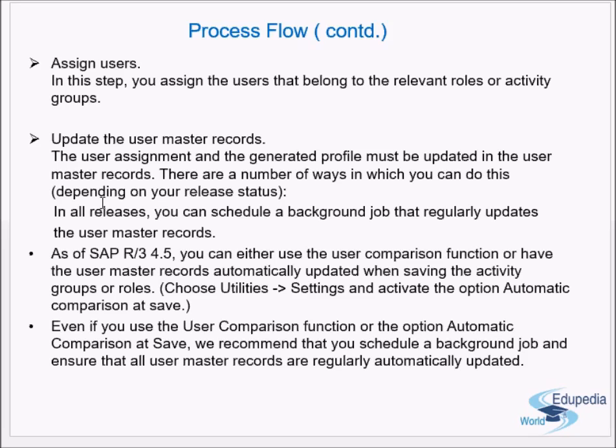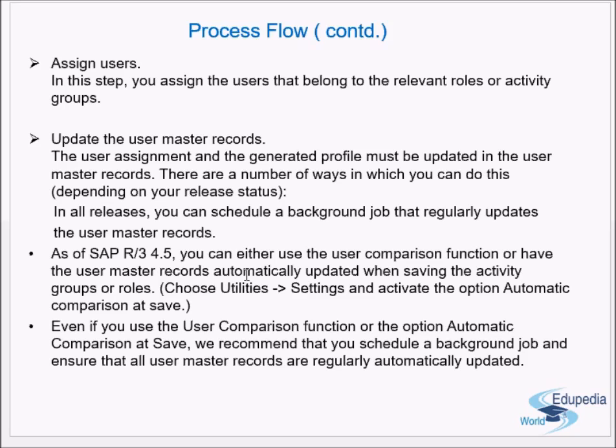If you remember, in the second video, when we learned about changing and assigning these roles to users, in the users tab, where you have defined all the users who are to be assigned this role, on the right corner there is one push button known as user comparison. From R3 release 4.5 you have that option. If you click that button, it updates all the user master records with these authorizations. So when the users log on the next time, they get all these authorizations.